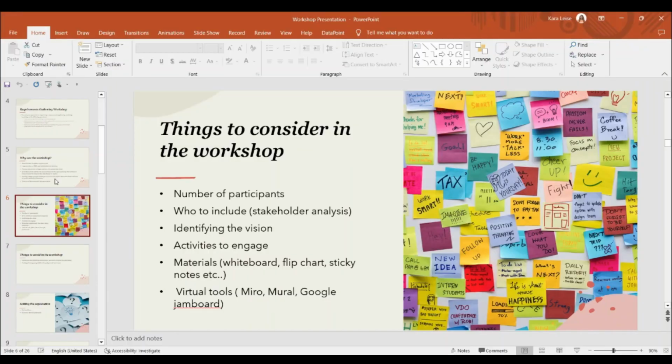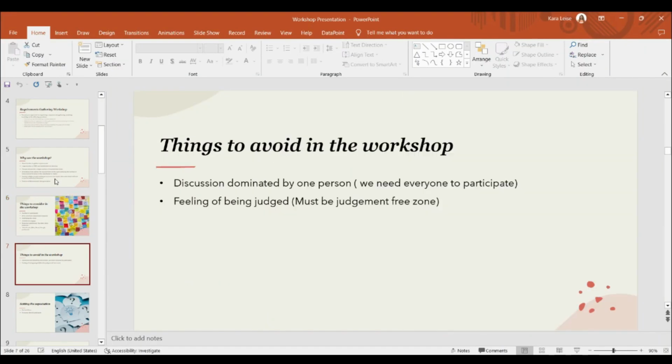Now, what are the things to avoid in a workshop? So when you're putting together a requirements workshop, you have to make sure you avoid these things. So, discussion dominated by one person. I've seen this happen so many times where one person is just over involved, right? They always want to answer the question. They have the most comments to make, and it's just their voice, their voice, their voice. And after a while, it's like, we want the rest of the group to participate.